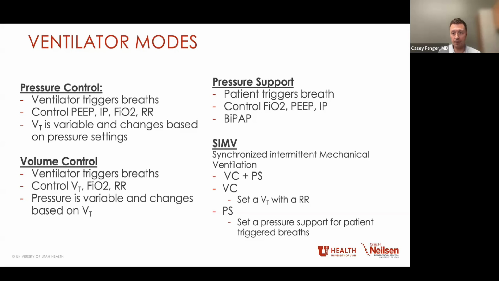Now, those of you who have done ICU rotations, one of the big things is they use volume control almost exclusively, and that's because they want to control the volumes to be around 6 cc's per kg in order to avoid barotrauma. There are certain situations they will use pressure control, but a lot of vents are set to volume control.